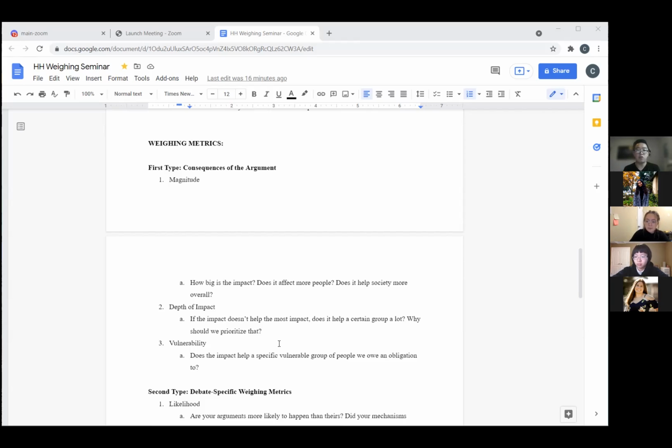The final metric then is vulnerability. And this one's really simple. If I take away $10 from a poor person compared to a rich person, I think that the scale of that impact is much larger. I would also note that the impact might help or affect a specific vulnerable group of people that we as a government have more of a principled obligation to. Due to things such as structural oppression, due to things such as previous state policy that might have been incredibly problematic, we have more of a moral obligation to help those that are more vulnerable. So proving that you help or affect the more vulnerable in a certain way is oftentimes a very good way to weigh your argument and prove that the argument is simply more important as well.